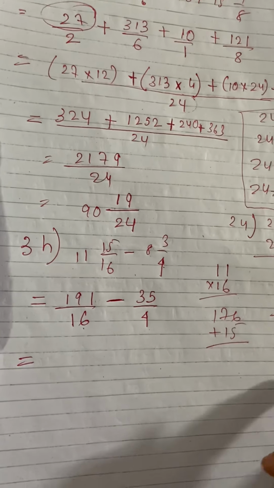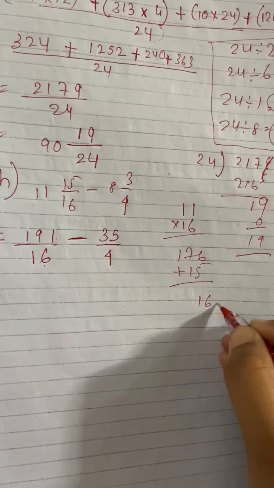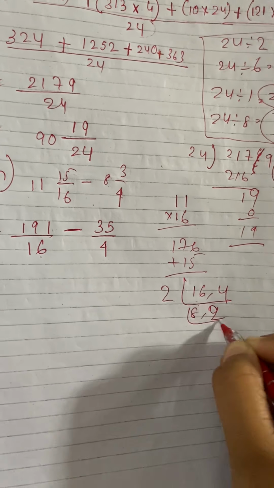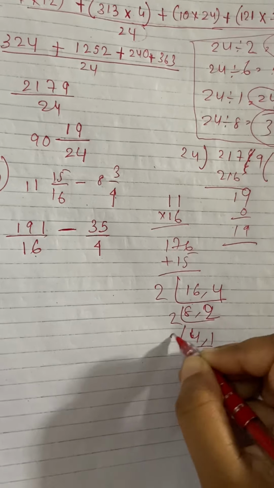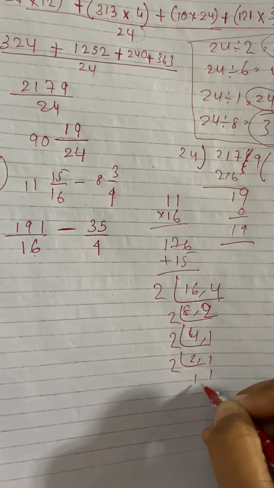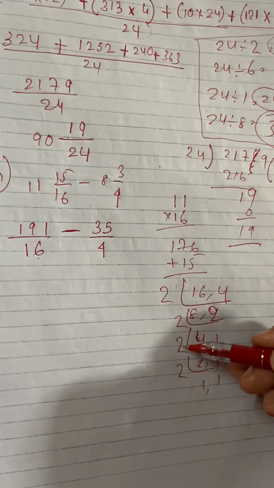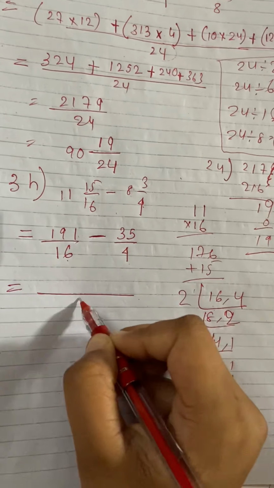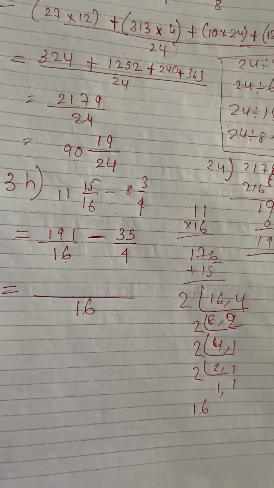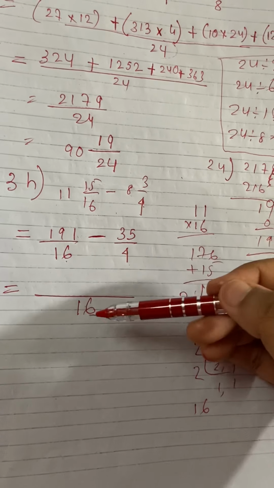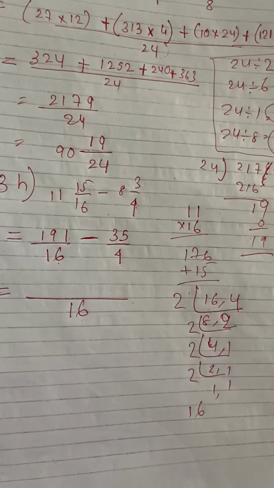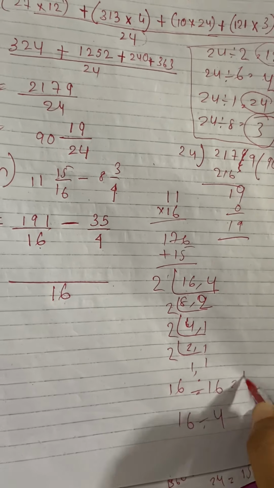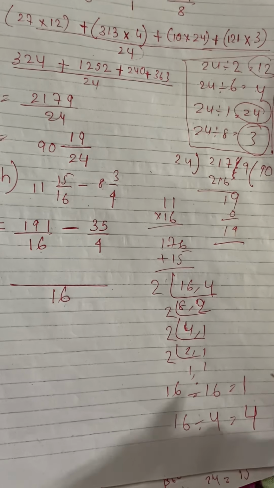Now I am finding the LCM, 16, 4. I am using prime numbers. So 2 into 2, 4, 4 into 2, 8, 8 into 2, 16. So my LCM is 16. Now what did I tell you? To divide the LCM with both the denominators. This is 1, this is 4.